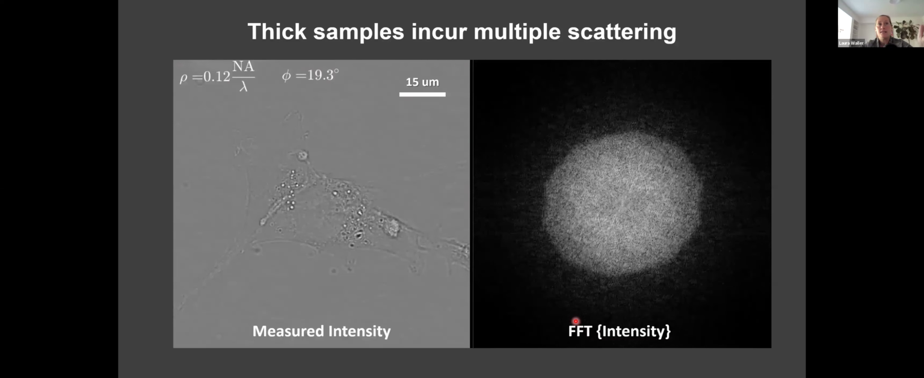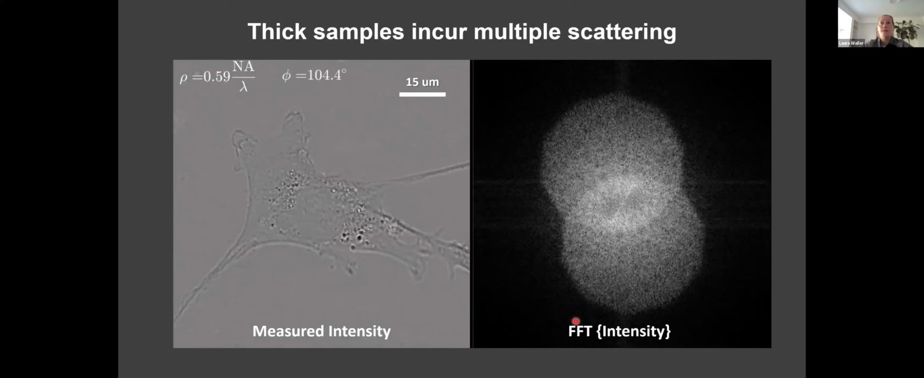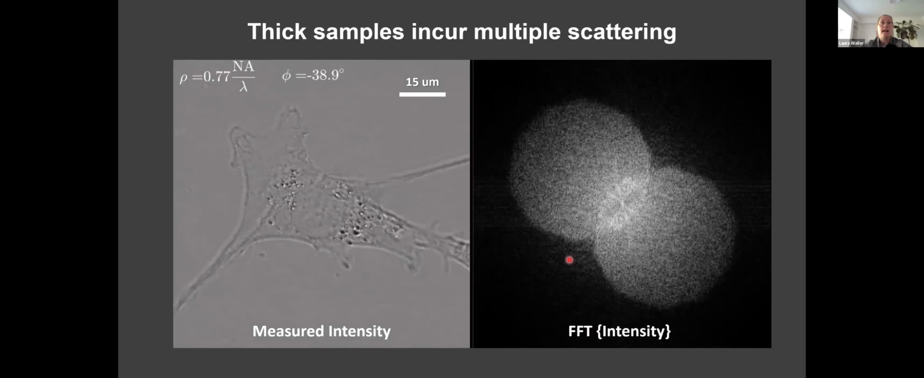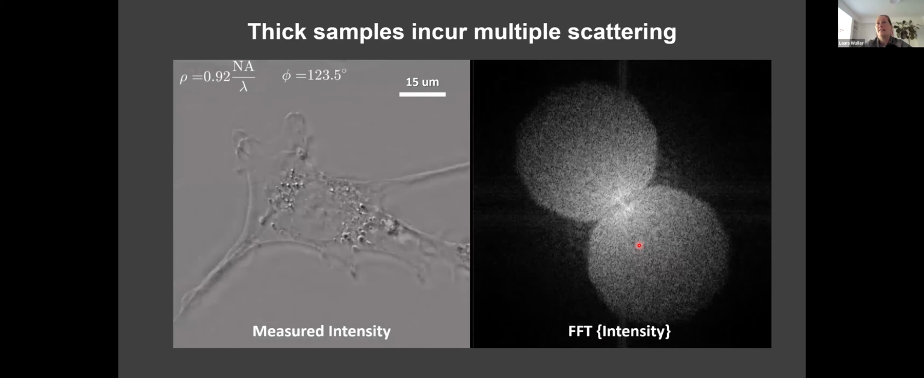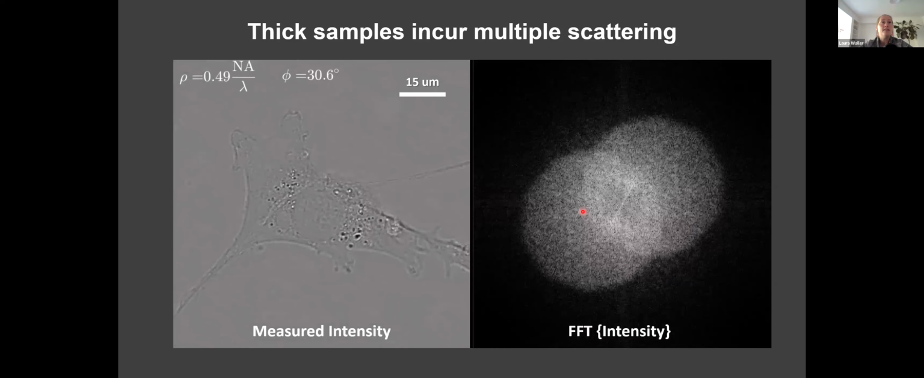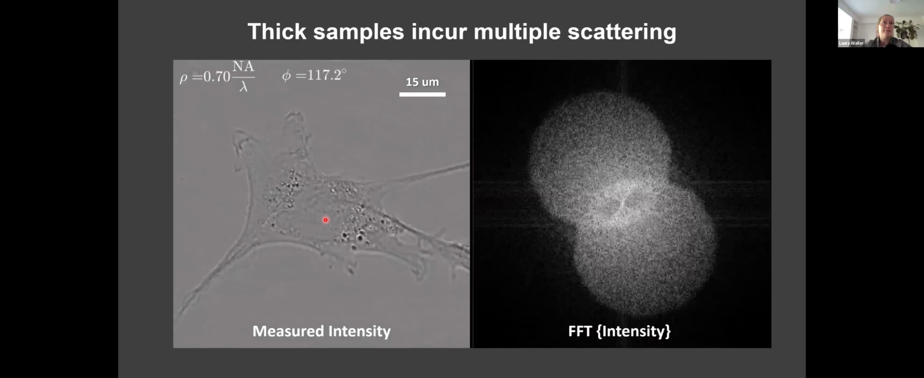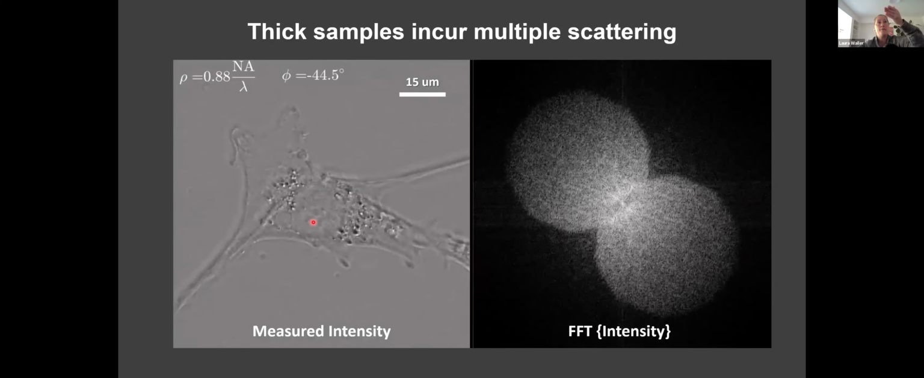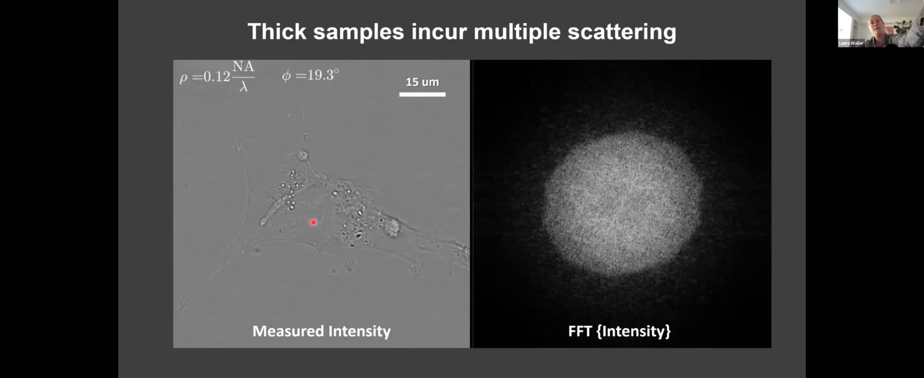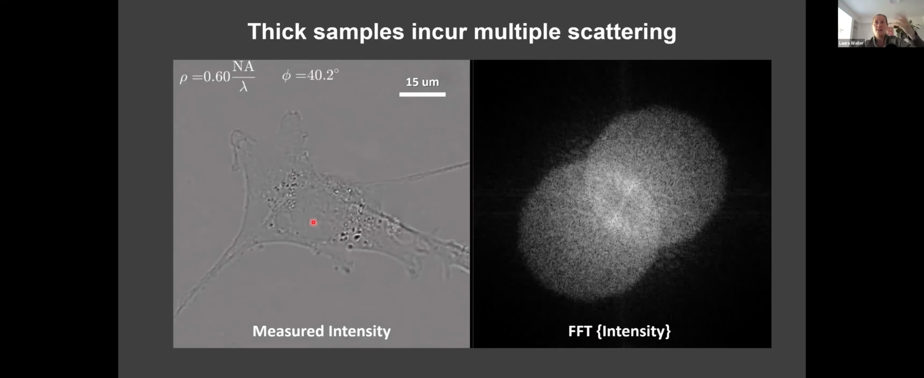So, okay, here's a cell. This is just a single cell. It's not very highly scattering. And we're just illuminating it from different angles. The angles that it's illuminating at are spiraling outward. And what you see in the measured intensity is that stuff in focus is not going to rotate. Stuff above focus rotates one way. Stuff below focus rotates the other way. So the depth information is there.